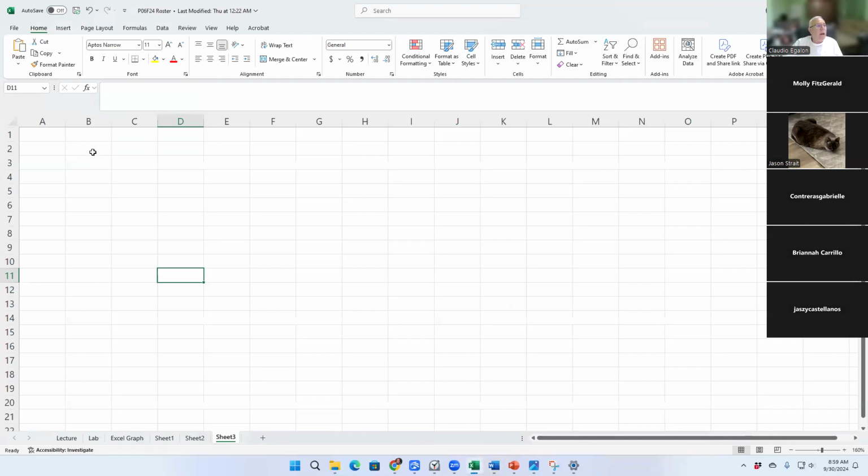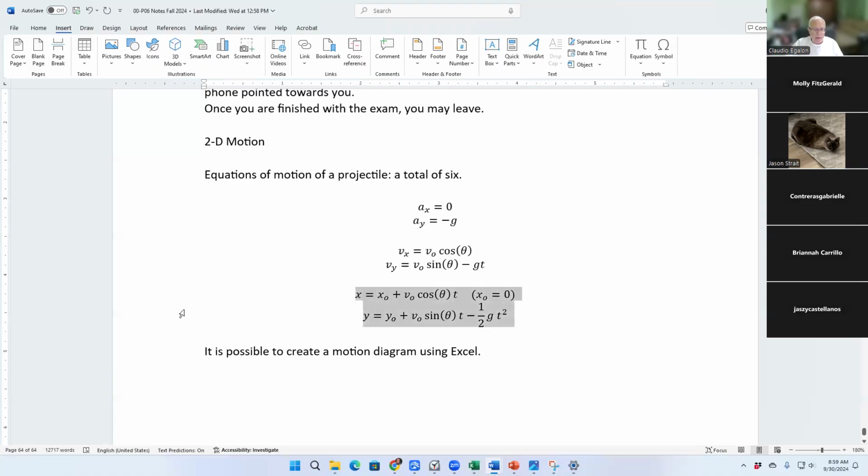And now I'm going to do the following. I'm going to start with t, right? I'm going to first create a table in Excel, t in seconds, and x. Okay. First, before we get into the motion diagram of a projectile, let us do the motion diagram for 1D motion.